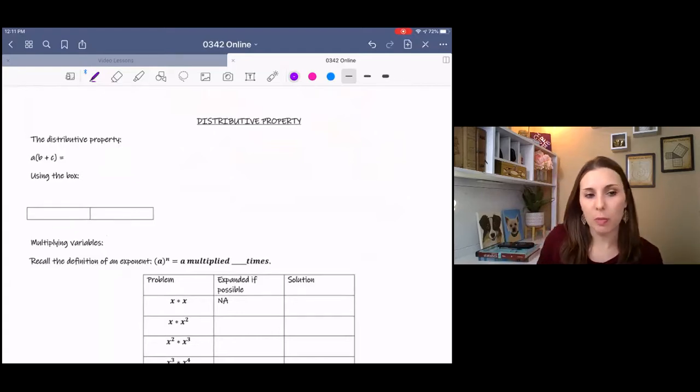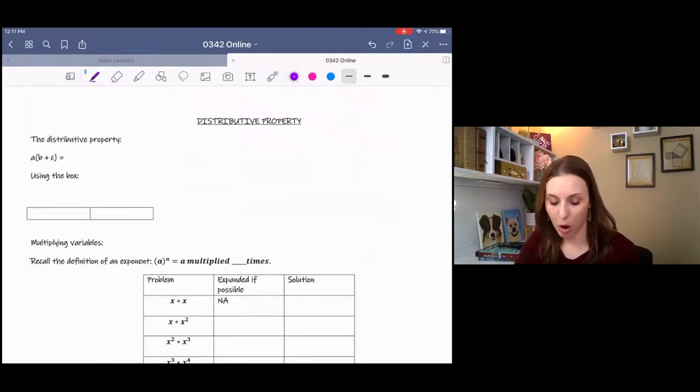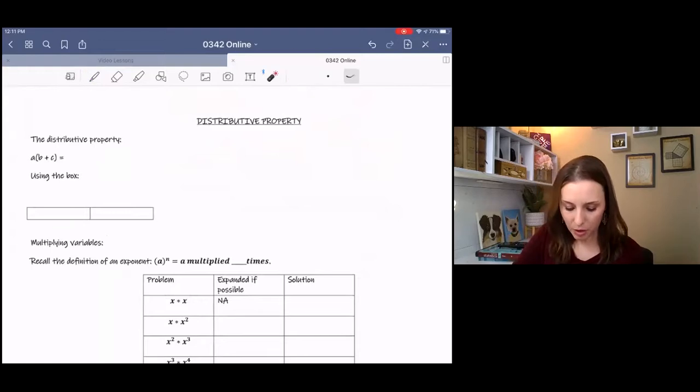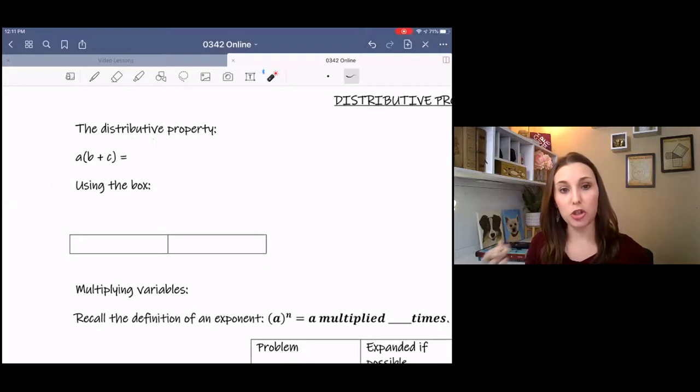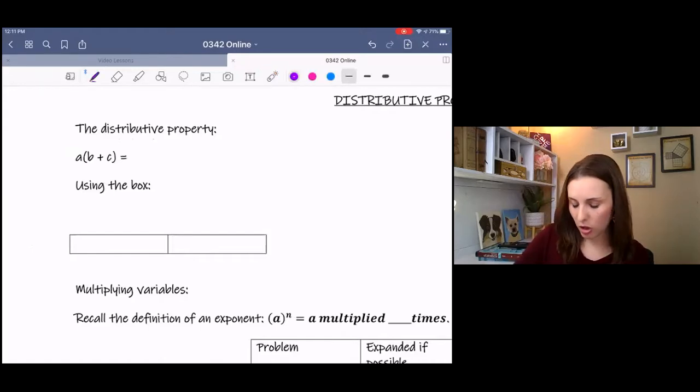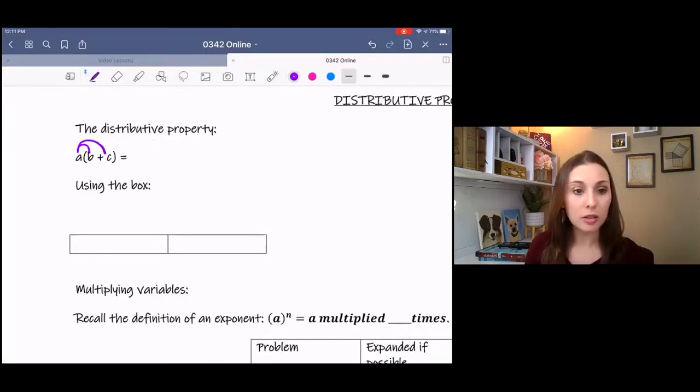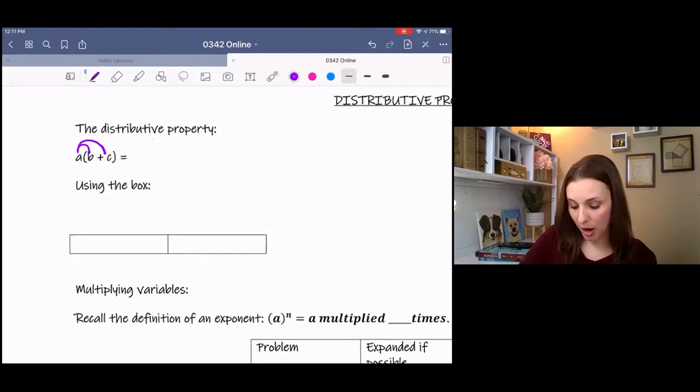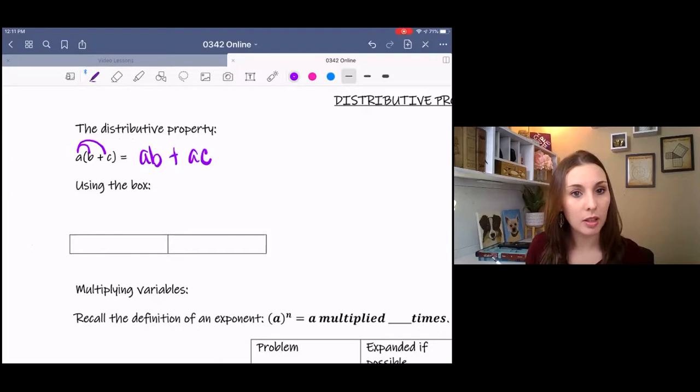So the distributive property states that when you have a component directly outside of a parentheses, you're going to be distributing that component via multiplication to everything inside the parentheses. You've probably seen me do this before. It's kind of like a little umbrella. We're multiplying A by both B and C. So that's all it is.